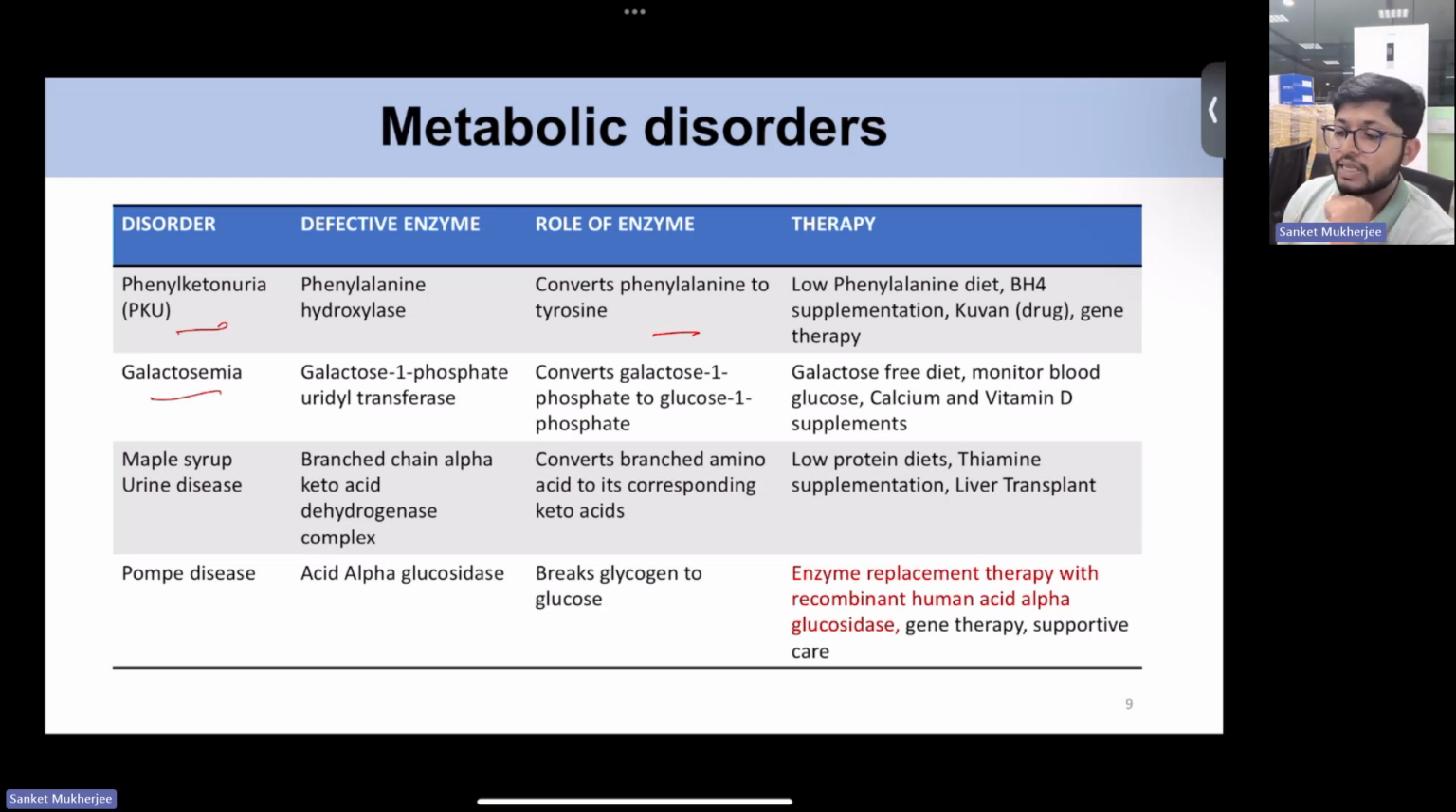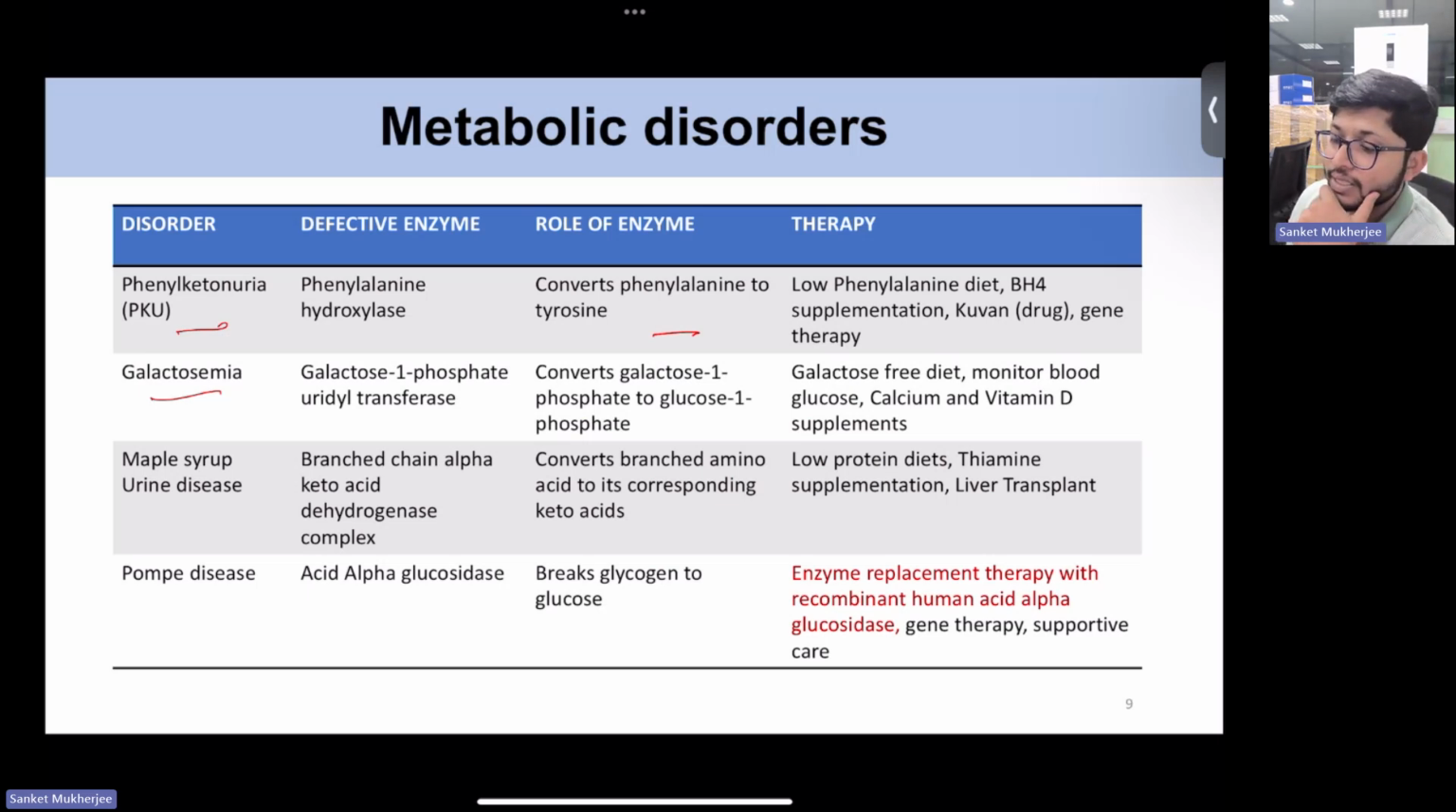the defective enzyme in this case is branched-chain alpha keto acid dehydrogenase complex. It converts branched amino acids to their corresponding keto acids. What is recommended is low protein diets, thiamine supplementation, and liver transplant.